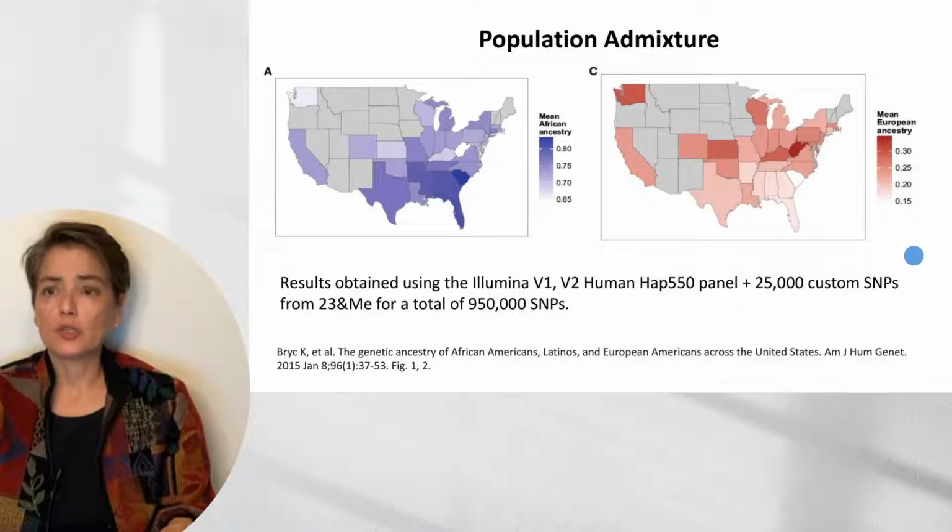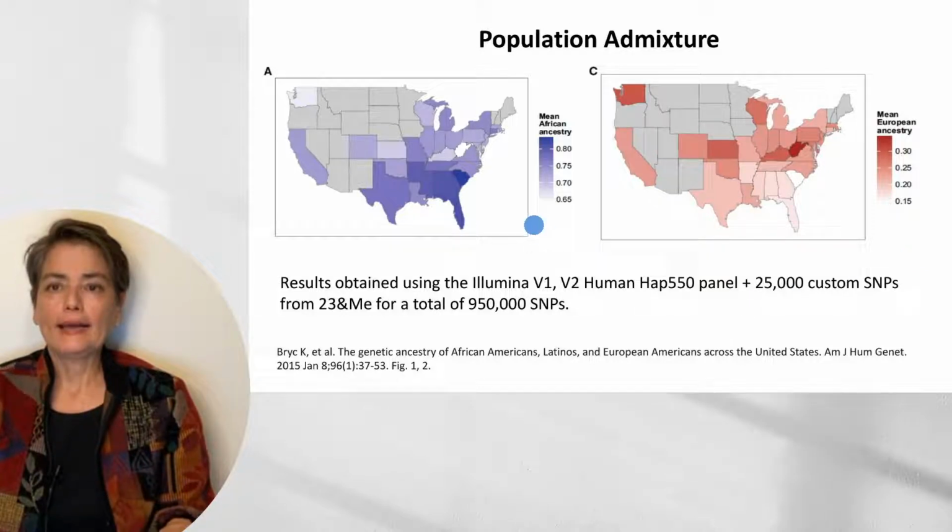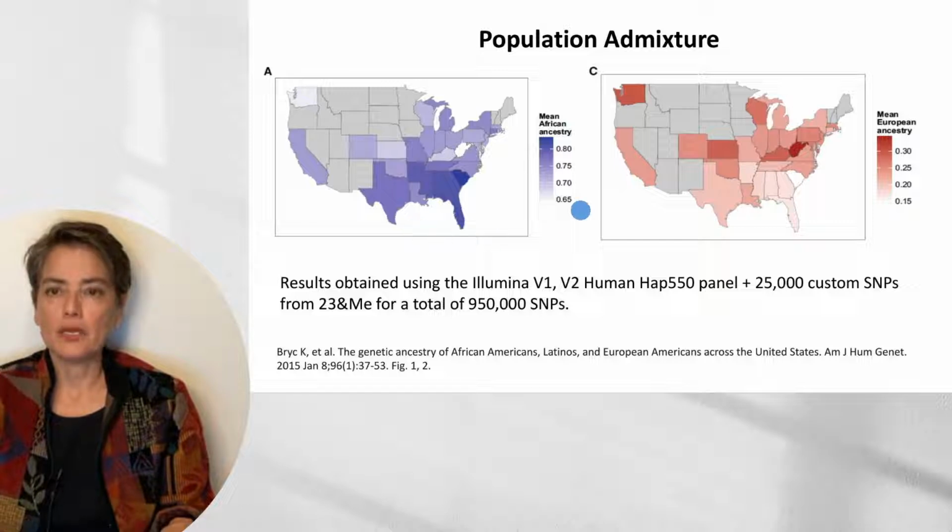So this is a study looking at genetic ancestry using SNPs from 23andMe. And these are for individuals who self-identify as African American. And you can see that there's significant geographic variation of mean African ancestry versus mean European ancestry. So you can see here, looking at mean European ancestry in West Virginia, for example, we have more than 35% European ancestry, and very high here in Washington as well, with lower amounts, for example, in Florida and Georgia. And you can see here, by comparison, that we have a much higher African ancestry here in South Carolina.